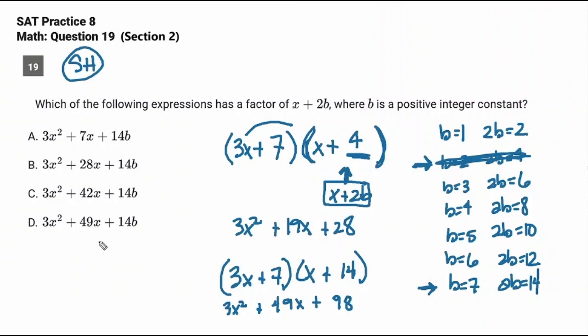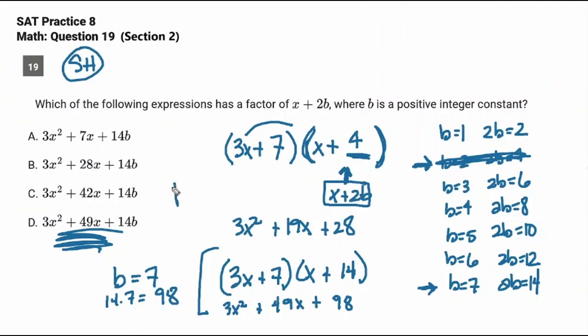Well, hey man, we do get a 49x. That's good. What is our b? b is 7. 14 times 7, and that's 98. So the key to the whole problem is 7s. This makes everything work. We have an answer that fits it. It's D, and we get it right, and we move on.